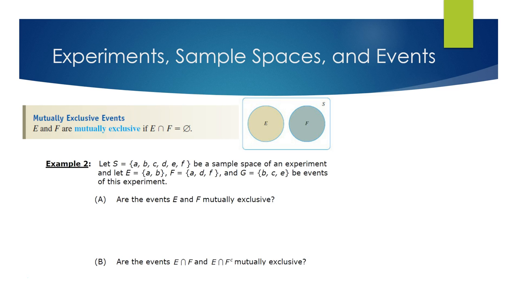So you're asked here, going back to the stuff from example 1, are these events mutually exclusive? Are E and F mutually exclusive? And are the events E and the complement of F mutually exclusive? So take a moment, figure out what these answers would be, and then we'll go over it.